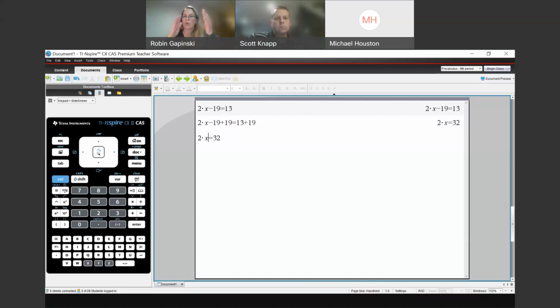So if I want to undo it, I need to do the inverse operation. And so what's the inverse? What does that dot mean? It's the multiplication symbol. So to undo it, I need to divide both sides by 2.